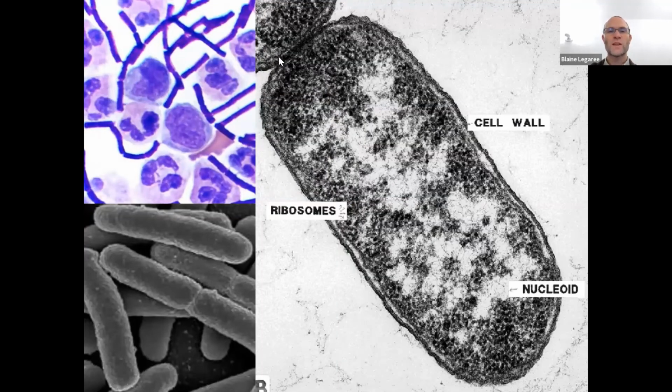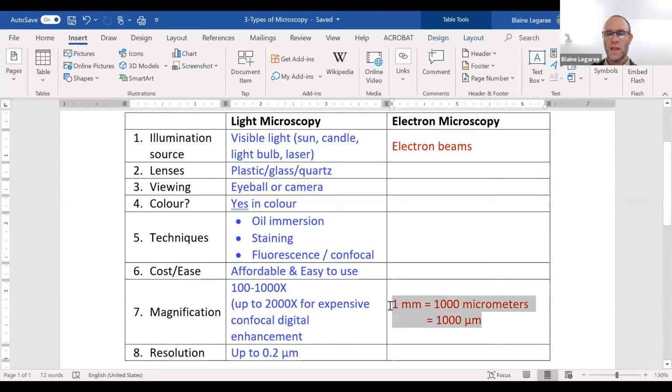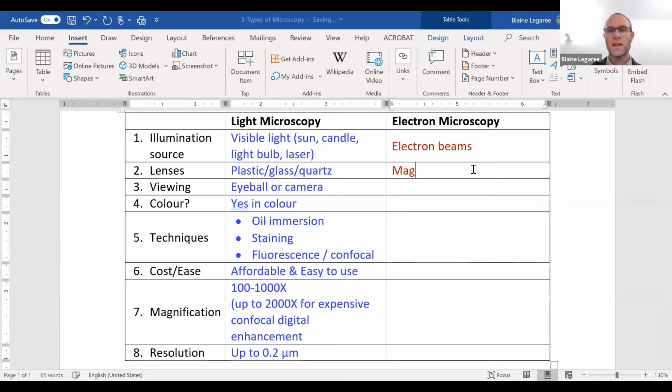So I'm going to switch back to this document here. And this was our document comparing our light microscopy and electron microscopy. So I already have the first part filled in for electron microscopy, in that we're using electron beams. And what are we using to focus those electrons? We are using magnetic fields.